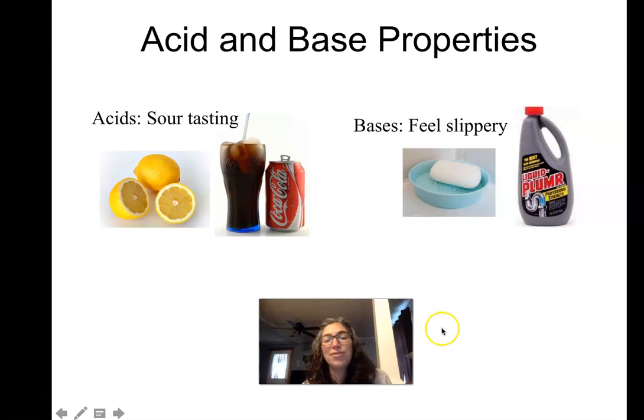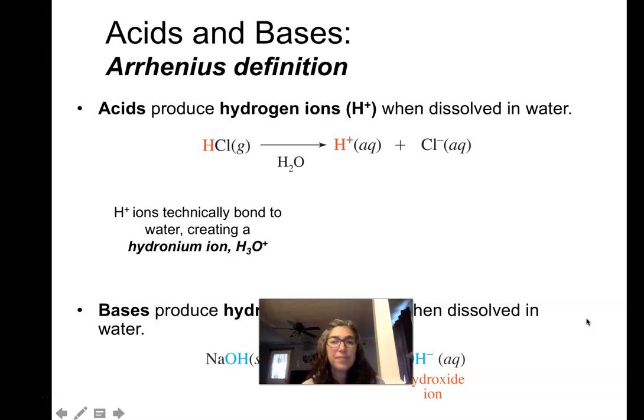Soap. All soaps are made from a reaction with a base and a fat. If you've ever made homemade soap, you know you just need a base and a fat. Usually soaps are pH balanced when you buy them, so they're hopefully not too basic, but they're usually on the basic side, and the base is what gives soap that slippery property.